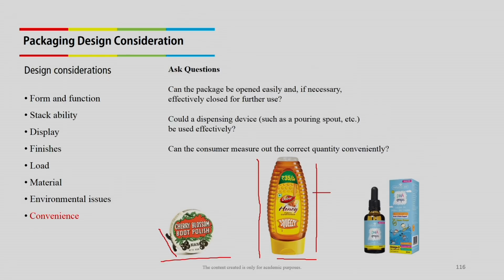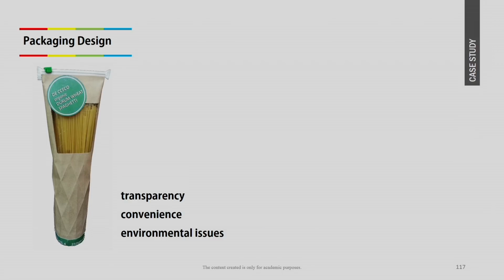Designer also should ask, can the consumer measure out the correct quantity conveniently? In most of the medicine boxes you can see the cap of the medicine box itself is used as the measuring device. Let us see some of the case studies. This is one designed by my students in the packaging design course. So, the keyword here is transparency. With the help of transparency, the package gives liberty to the user to see the quality of the product.